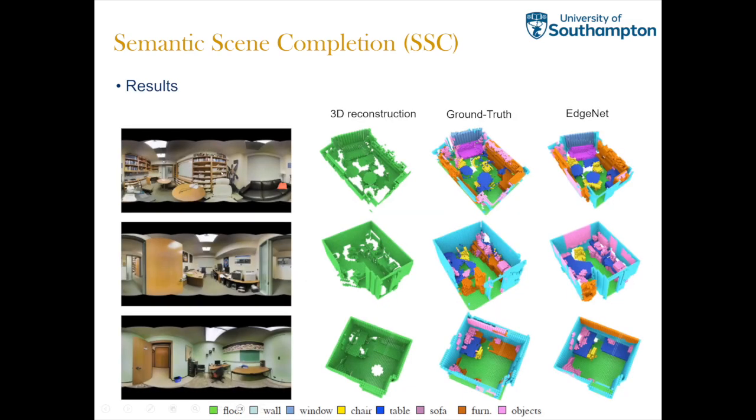So, for example, this is the input, and this is the reconstruction with lots of holes, and this is the ground truth of the complete model, and then this is the model inferred by semantic scene completion. And those colors show their object labels. So that is sofa, chair, table, floor, and this one should be some kind of furniture. Yeah. So this is the semantic scene completion task.